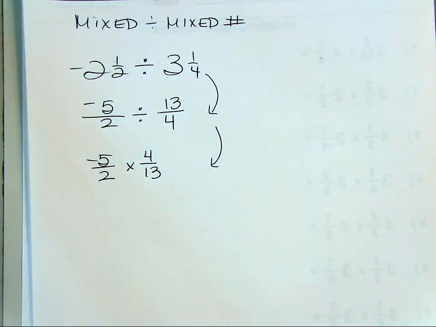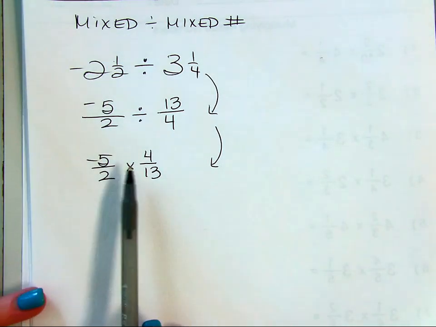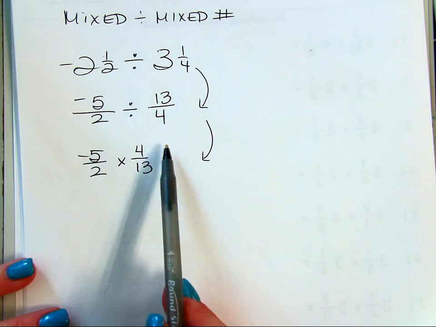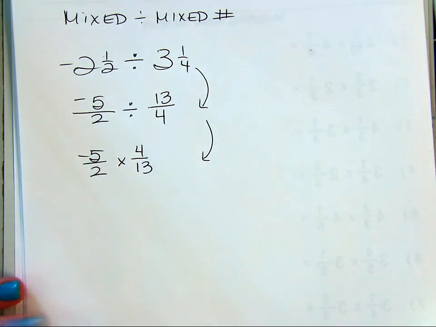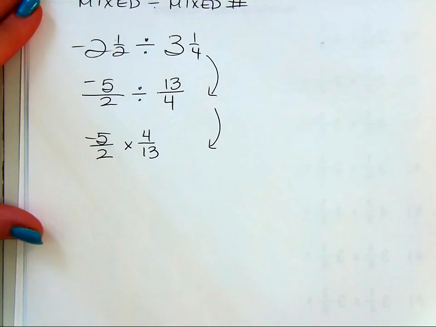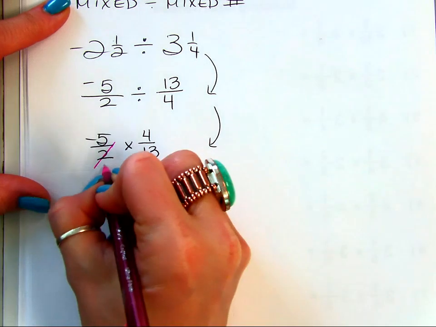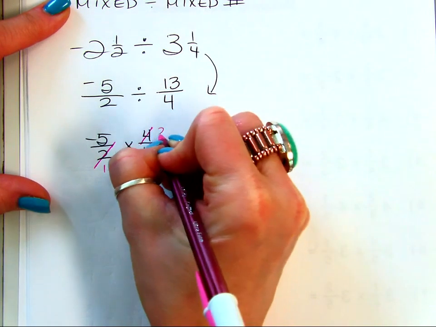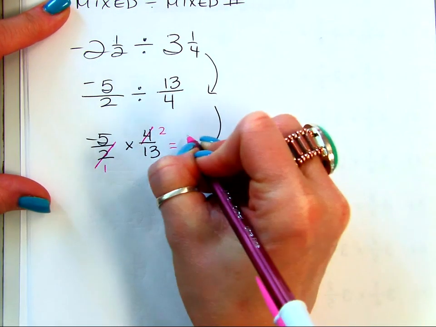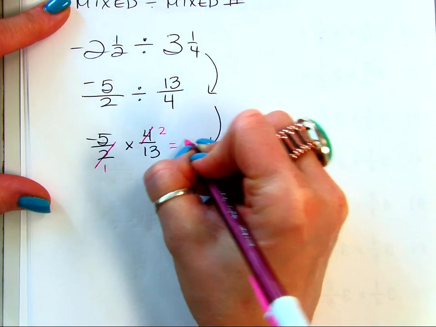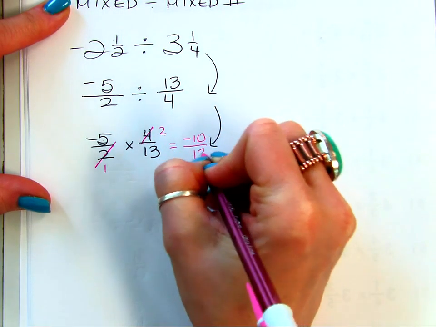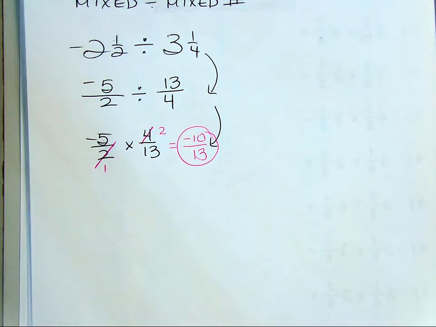Okay? So, do you think that you should make this 20/26 and then reduce it? Nah. I would cross cancel for sure. 2 goes into itself and into 4 twice. Now all you have to do is negative times positive. And that is your answer. Got it? Okay. So, that is the deal.